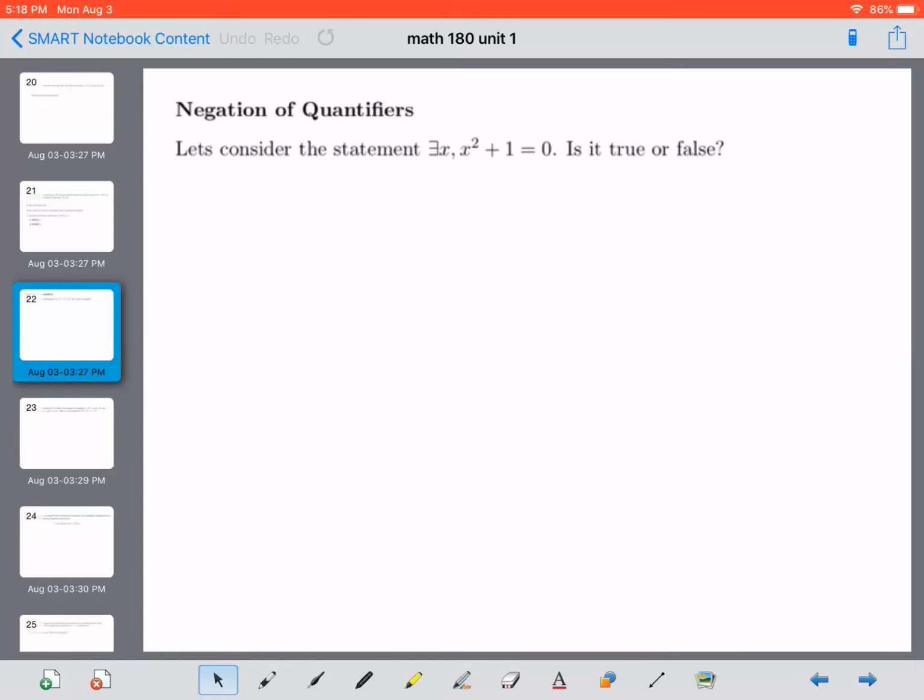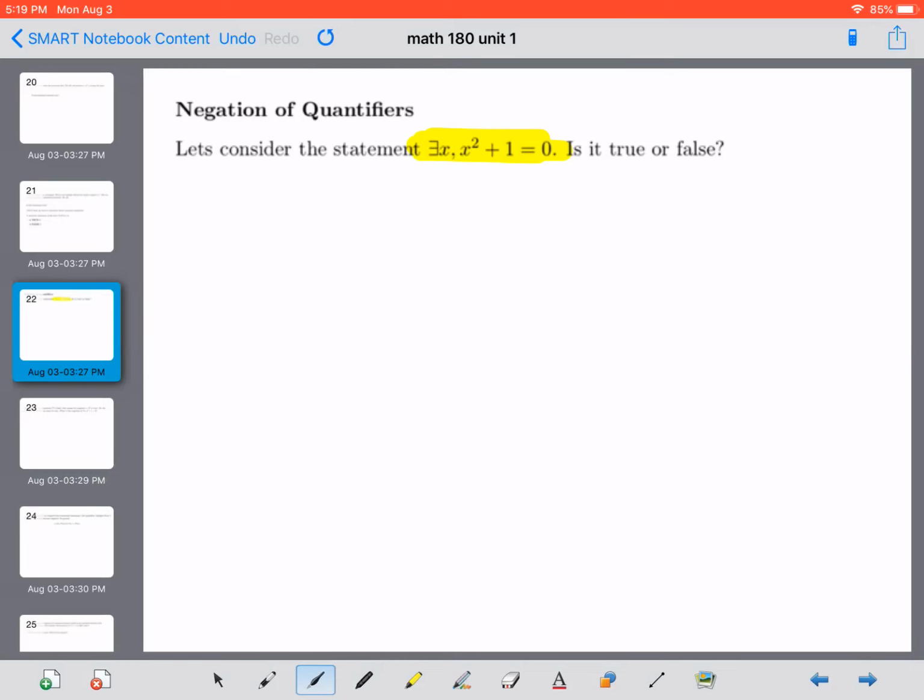In the last section, or in the beginning of this section, we started talking about universal and existential quantifiers. These are symbols we use to express that for all x values, some open sentence is true, or that there exists an x value that makes a particular sentence true. So for example, if we looked at this statement here, there exists an x such that x squared plus 1 is equal to 0. We haven't specified a system here, so we can assume x is a real number.